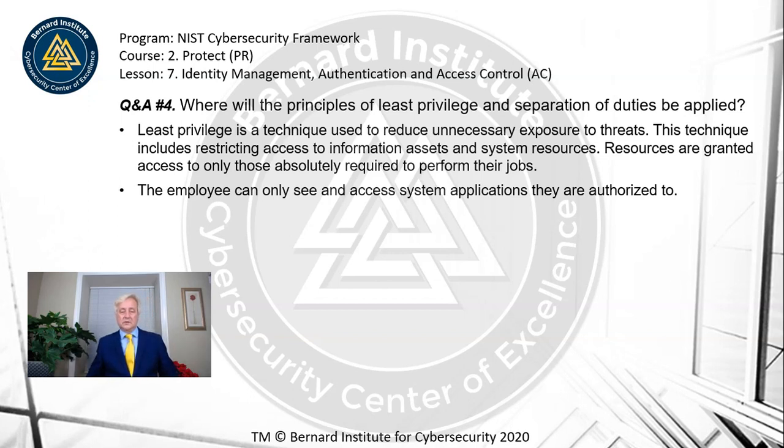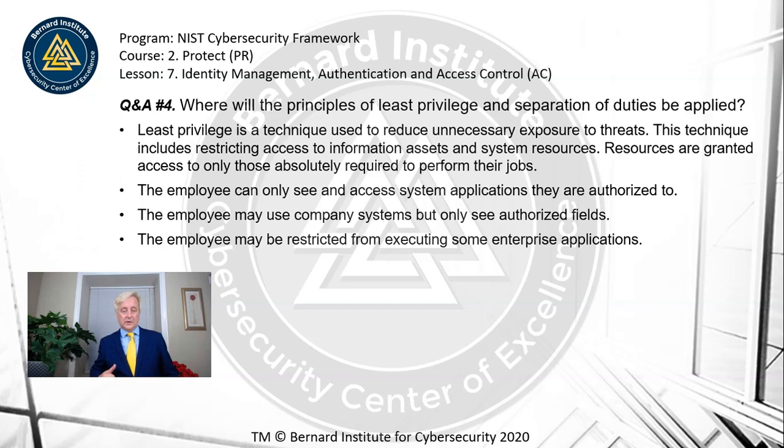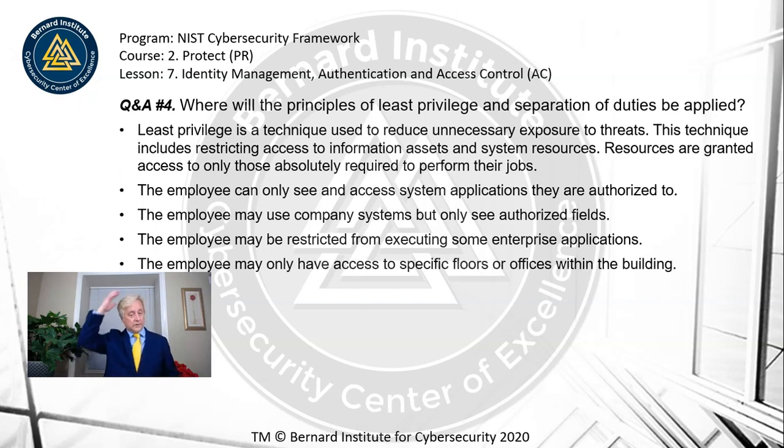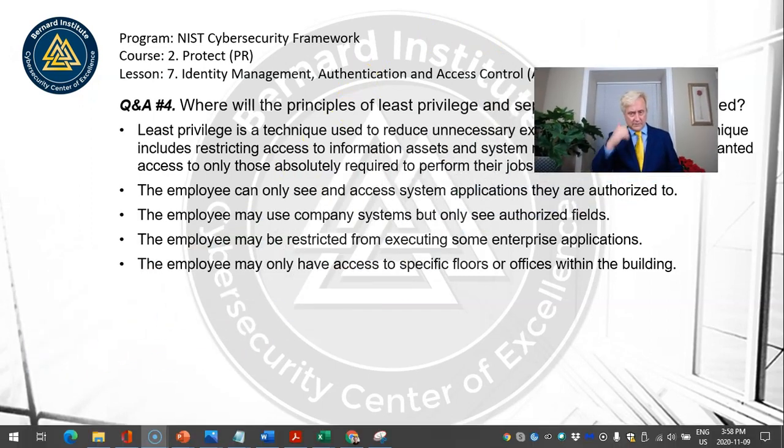The employee can only see or access applications they are authorized to. The employee may use company systems but only see authorized fields. The employee may be restricted from executing a program or some other applications. So there may be application level separation. The employee may only have access to specific floors within the building. Maybe they're not allowed into IT. Maybe they have to call and meet IT people somewhere else in order to talk to them.